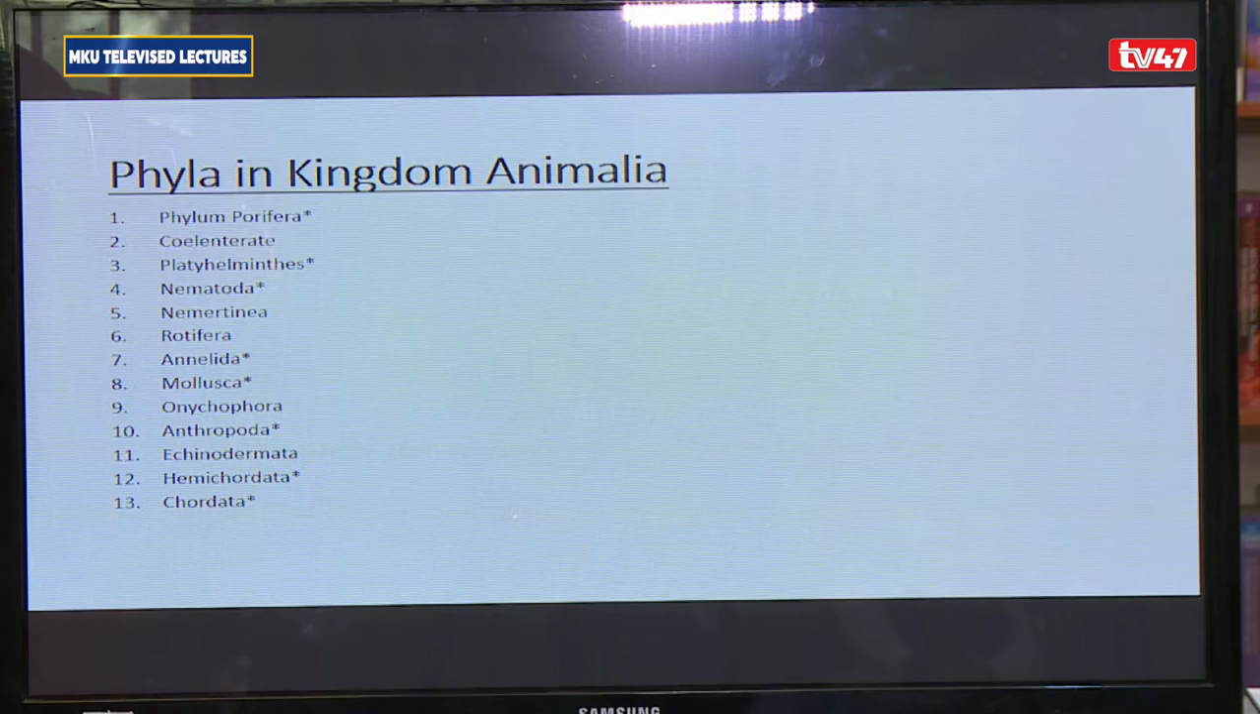The 13 phyla, from the simplest to the complex one, we have Porifera, we have Coelenterata, also referred to as Cnidaria, we have Platyhelminthes, we have Nematoda, we have Nemertinea, we have Rotifera, we have Annelida, we have Mollusca, the Onychophora, Arthropoda, Echinodermata, Hemichordata, and Chordata. So out of these phyla, we shall look at some of them. We shall select some that we shall look at and consider further.